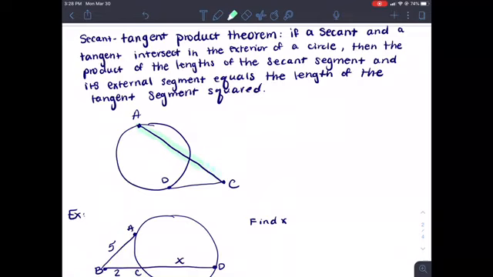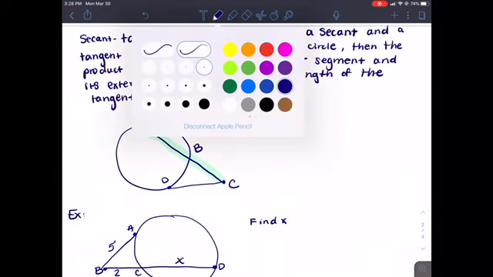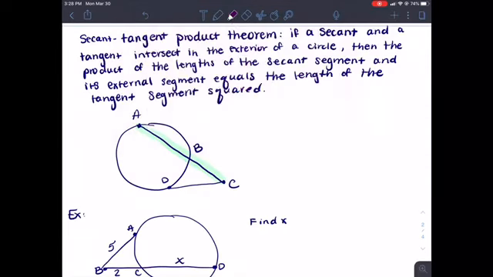AC is our entire segment, right? Since this is the secant tangent theorem, I forgot to put B here. B is its outside segment, so this is BC, its outside segment. And here in hot pink is our tangent segment. So this is saying that you can do the whole entire secant, AC, times its outside segment, BC, is equal to the tangent segment DC squared. That is what this is saying.